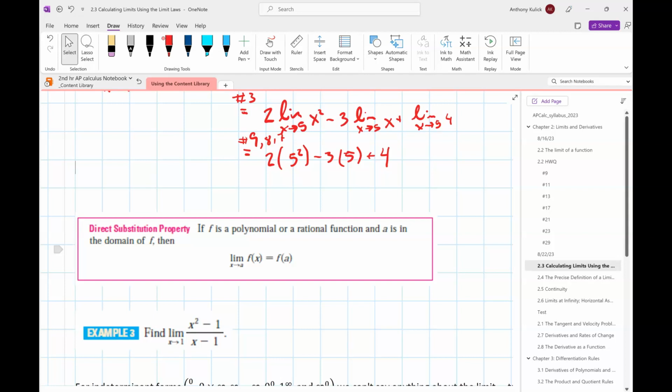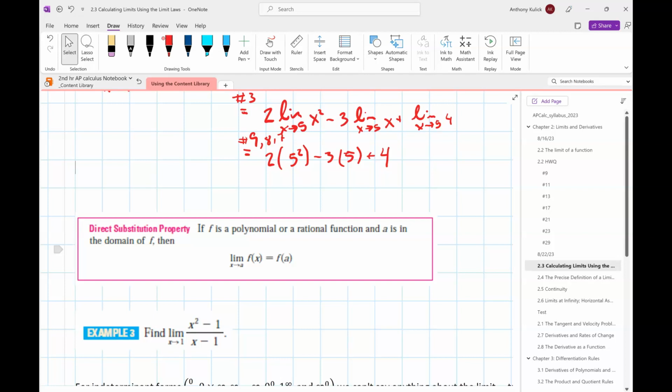So a couple things to point out. F right now needs to be a polynomial or a rational function. What's the domain of any polynomial? All real numbers. So this will work for any value of a for a polynomial, because any a is always in the domain. How about for a rational function? What's the domain of a rational function? All real numbers except where the denominator is equal to 0.